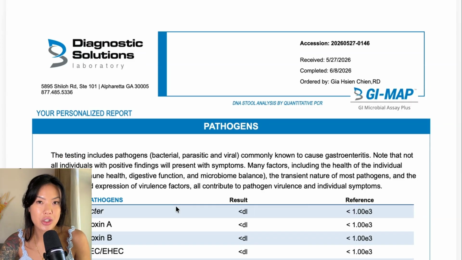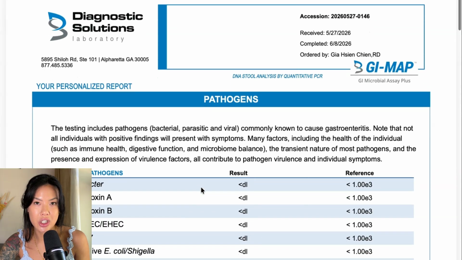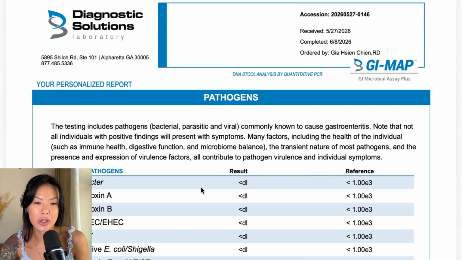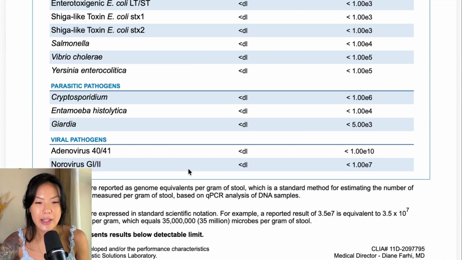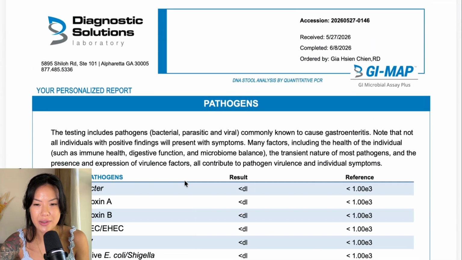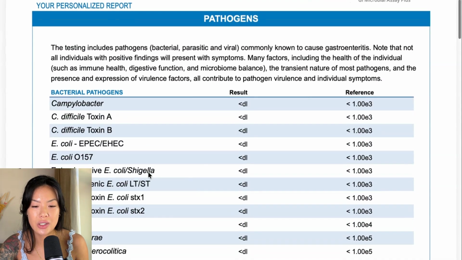I'm gonna jump straight into the bacteria because I actually went through the different pages of the GI map in a separate video. I will link it here. So if you want to actually understand each page, then make sure you check out that video. This patient is a really interesting case. She was dealing with the different skin conditions, as I mentioned.